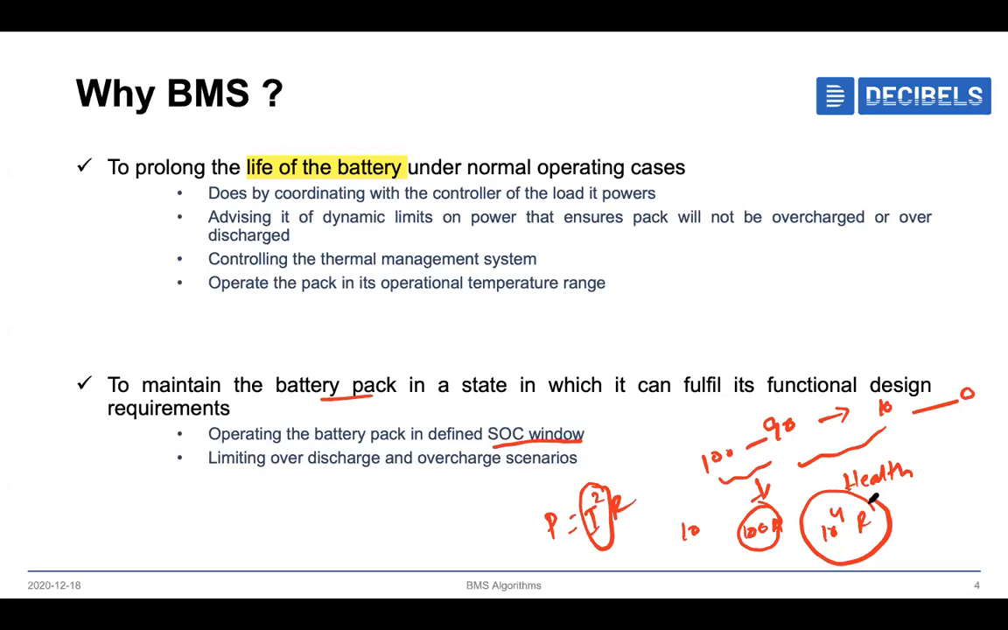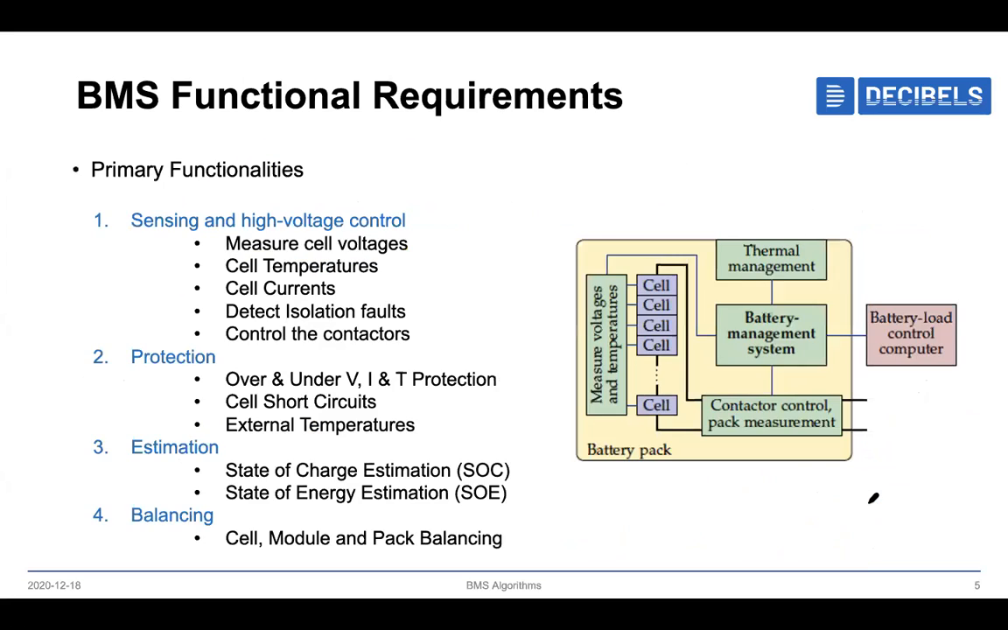Apart from this, there are also some functionalities that this BMS will be doing. Basically I have divided these functionalities into two types. One is primary functionalities, and the other is secondary functionalities. Okay, so coming to the primary functionalities, there are four important things that the BMS has to do.